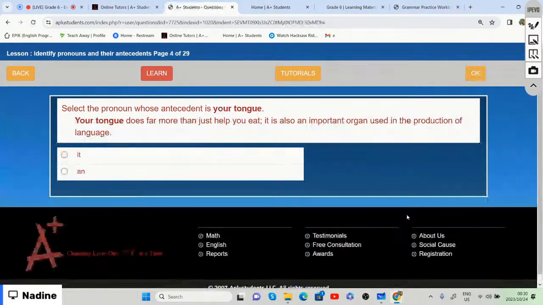We need to select the pronoun whose antecedent is your tongue. So your tongue does far more than just help you eat. It is also an important organ in the production of language. So we need to select the pronoun. Is it or an?